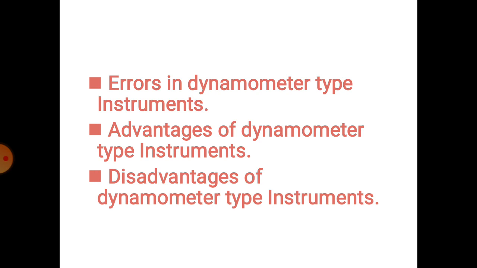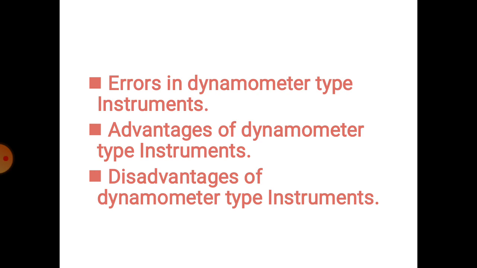First one, it can be used for both AC as well as DC measurements. Second, it is free from hysteresis. Third one, it is possible to construct ammeter up to 10 ampere and voltmeter up to 600 volt. And now we are going to discuss the disadvantages.